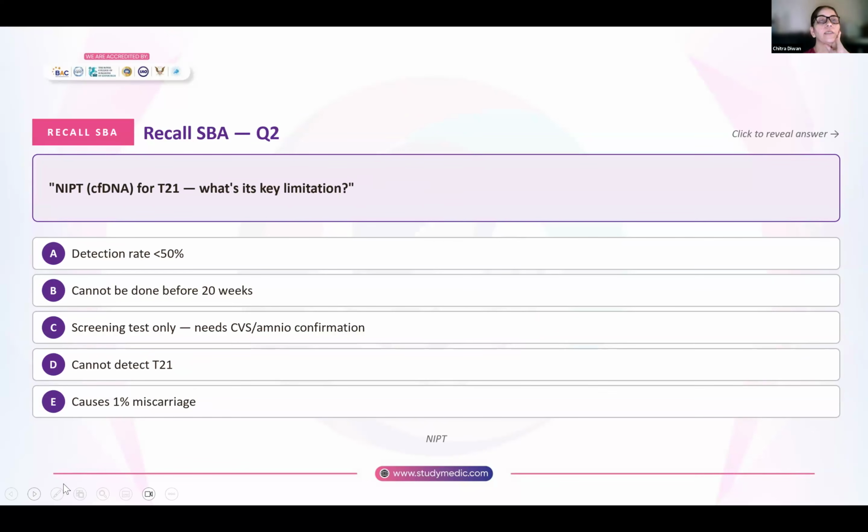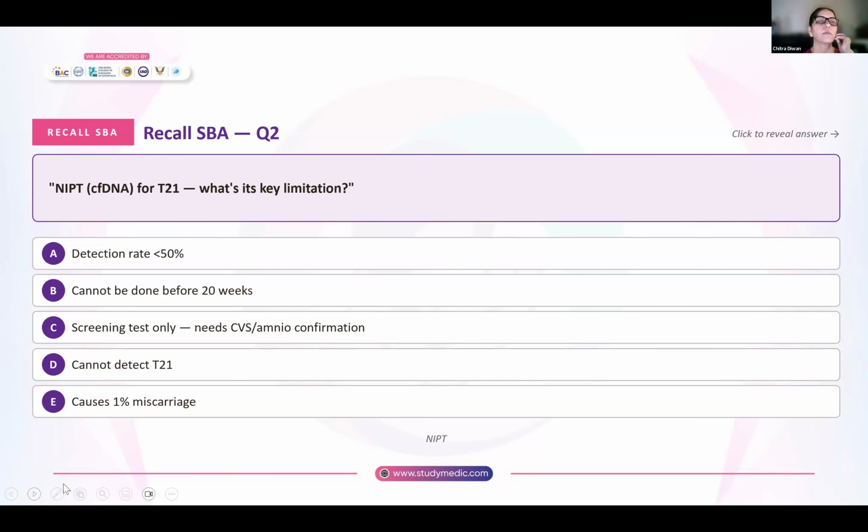NIPT or cell-free fetal DNA for T21. What is the key limitation? Detection rate less than 50%? No, the detection rate we saw is almost 99%. Cannot be done before 20 weeks? It's done at 10 weeks.